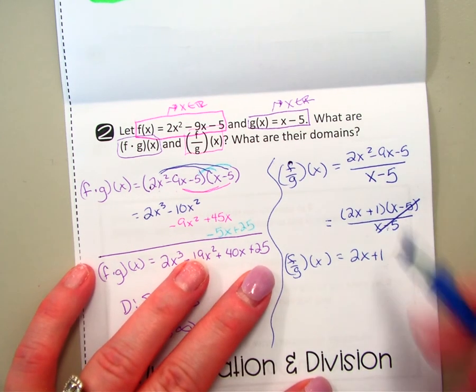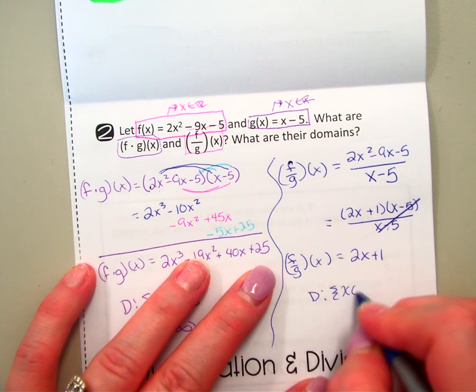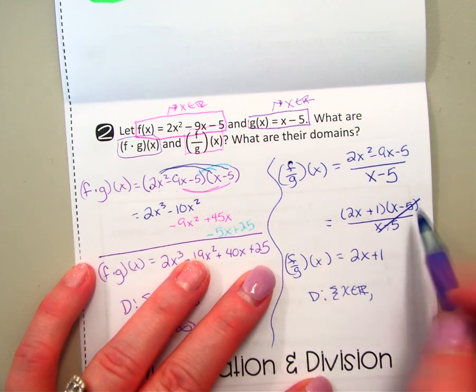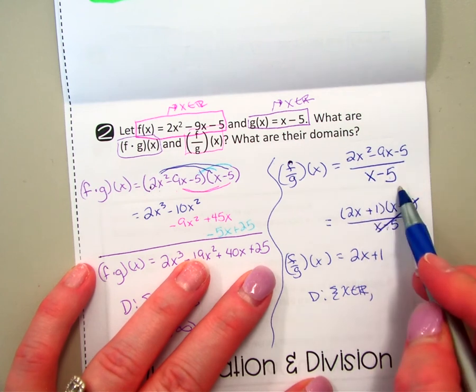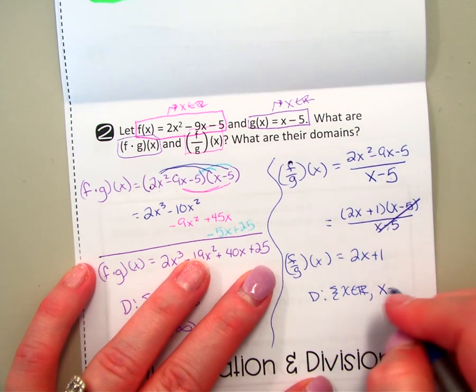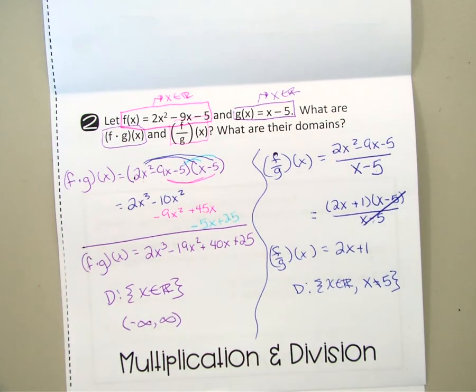So our domain for both is x as an element of the reals. However, what value makes this a 0? It would end up being 5, so x cannot be 5. So kind of like our restricted domains that we talked about a couple days ago.